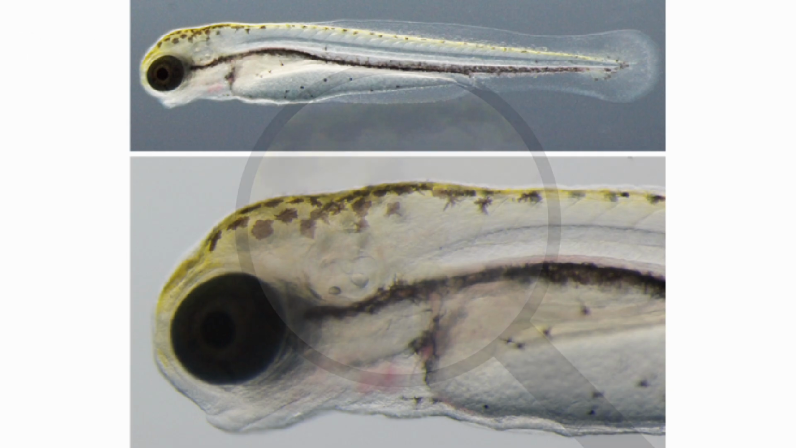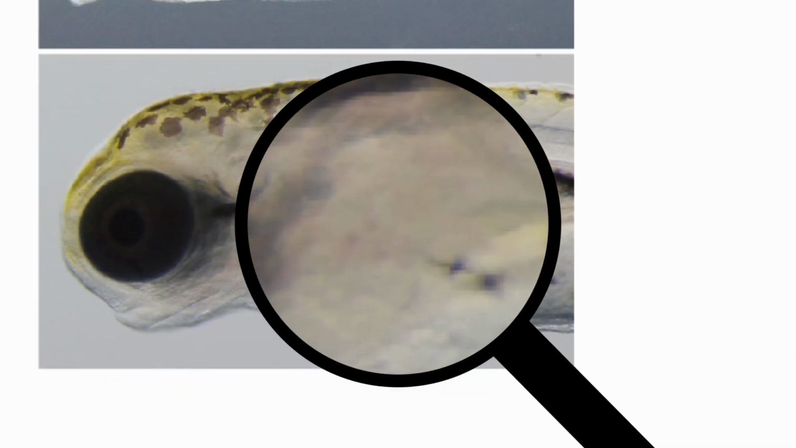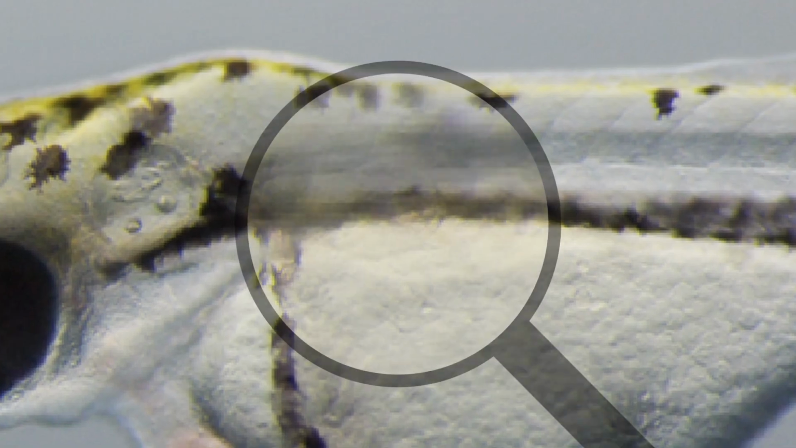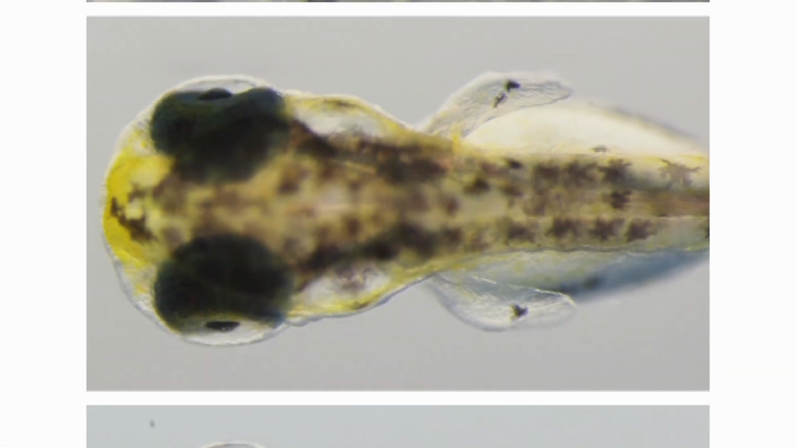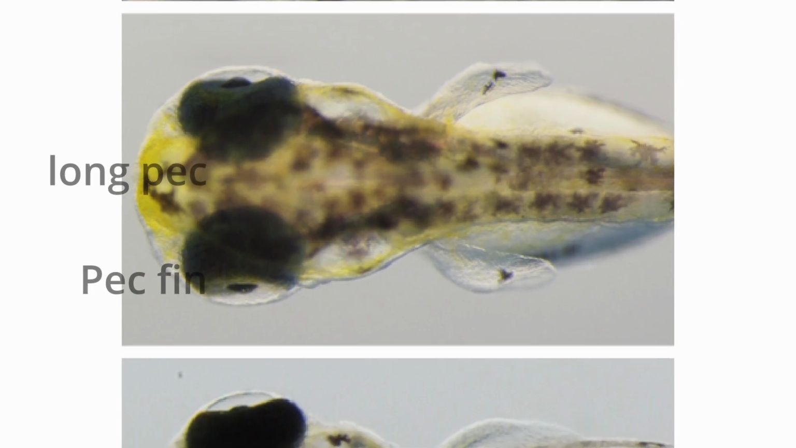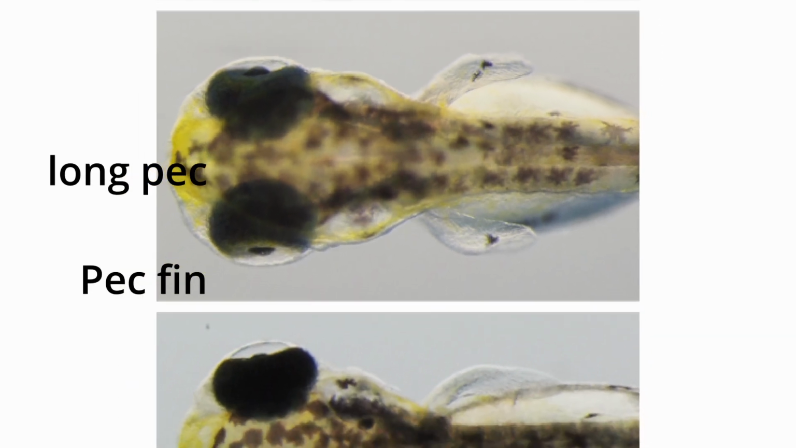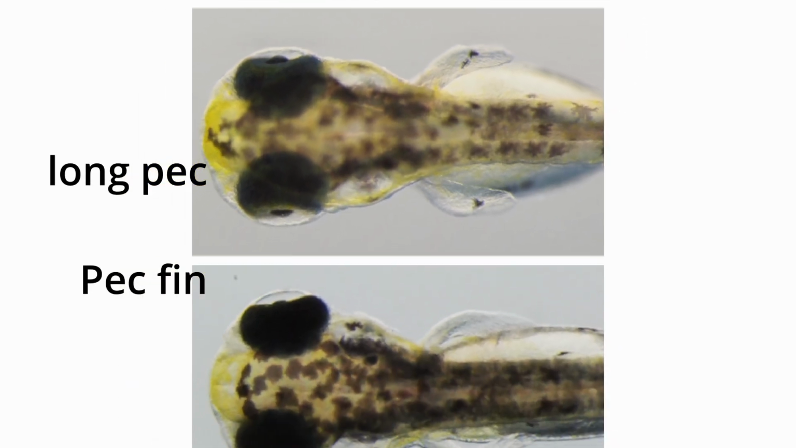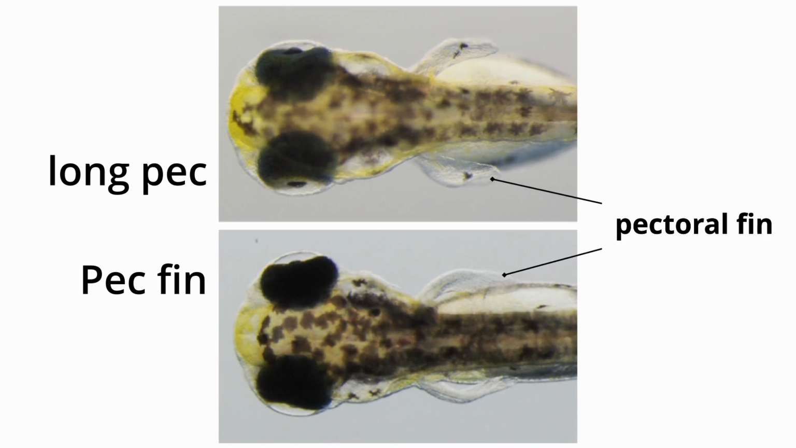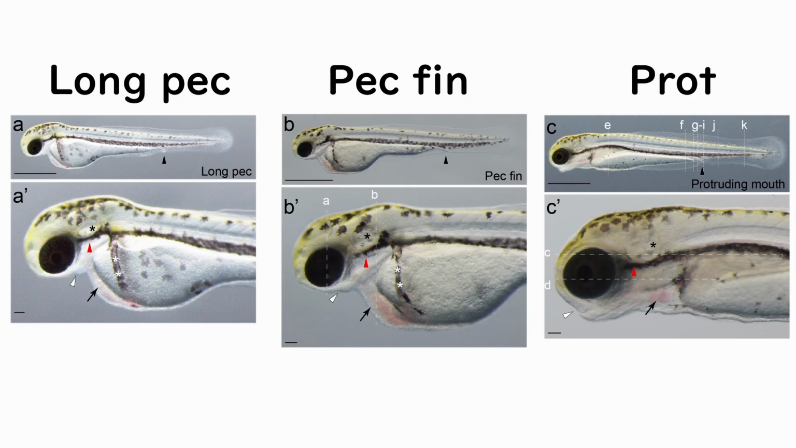The pectoral fin of the embryo is transparent, so it is difficult to see the shape when viewed from the side. So let's look at it from behind. The differences between the long peck and peck fin stage embryos are not so big except for the pectoral fins, but the protruding mouth stage is clearly different. Compare the position of the heart at the different developmental stages. The protruding mouth stage has a heart positioned differently from the others, right?